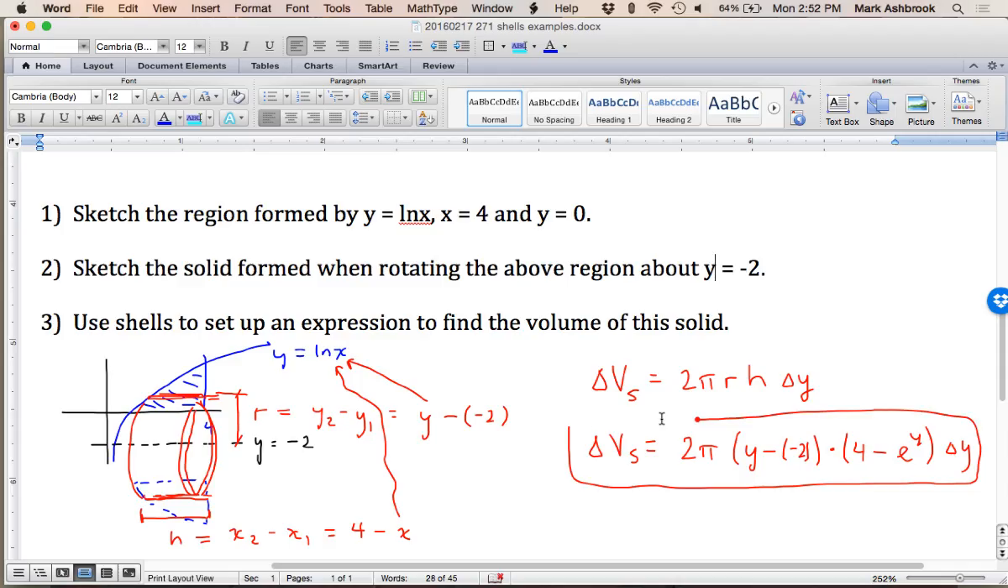And then we're going to add all those up, starting from y equals 0, the first strip, not negative 2. The first strip that gives us the first shell is at y equals 0, up until y equals ln of 4. So the limits will be from 0 to ln of 4 of our dvs. The first shell is here at the bottom of the region, and that's for y equals 0. And the last shell is at the y value when x is 4, which is ln of 4.